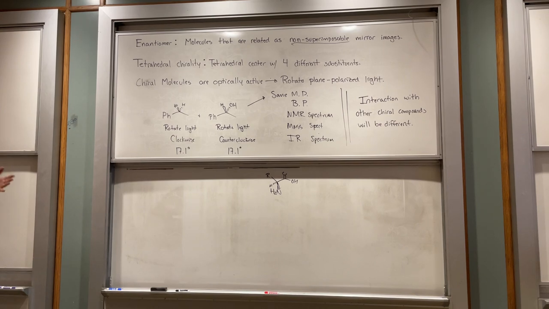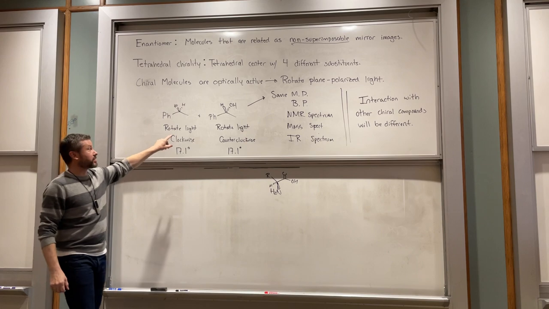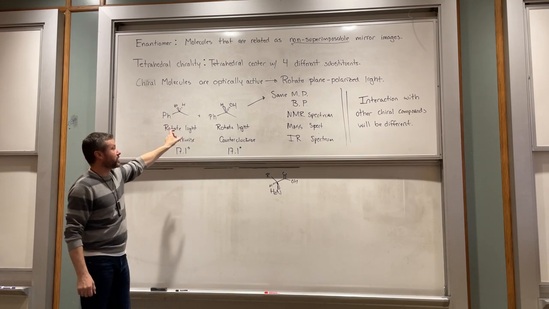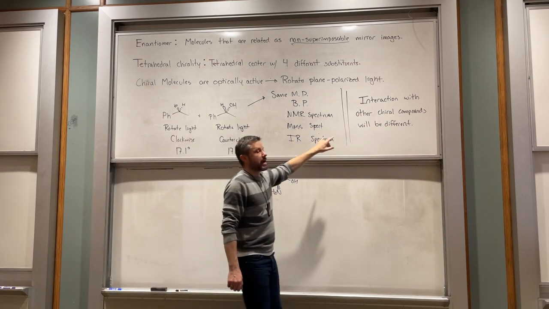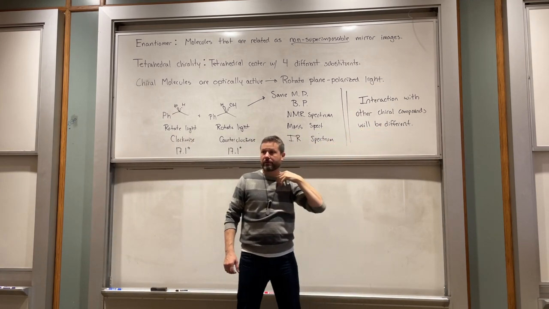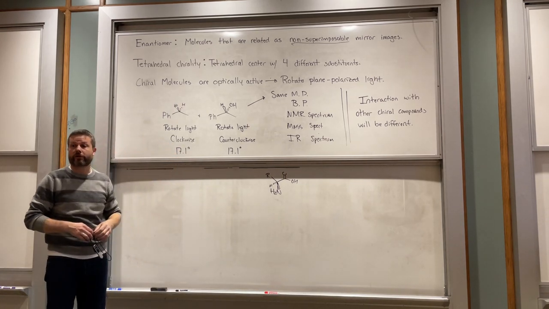And so that's a consequence of having chiral enantiomers interact with another chiral molecule, right? Those enantiomers are not going to interact in the same way. So that's going to be the only differences between those enantiomers, just how they interact with plane polarized light and how they interact with other chiral compounds, all right? And we'll look at some specific examples of this on.